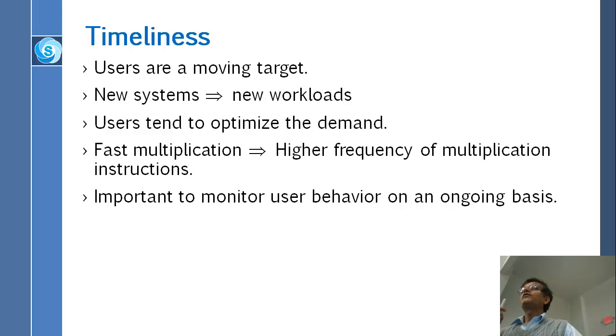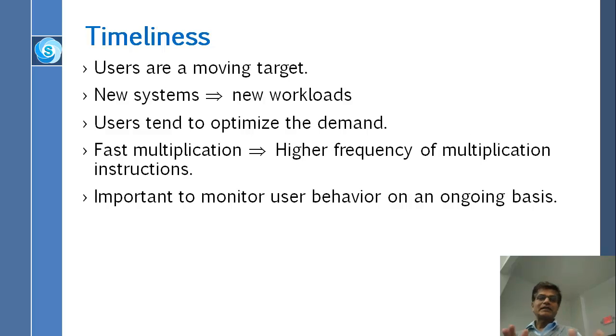And the same thing applies to algorithms or whatever you are doing, you have to find the current usage. That is one of the problems: anything that you have done, it always takes 1 or 2 or 3 years to gather it, summarize it, analyze it, and by the time you are ready to use it, somebody says, no, that's no longer valid. So new systems means new workloads, users tend to optimize the demand, and so as soon as you change the system, the workload changes.